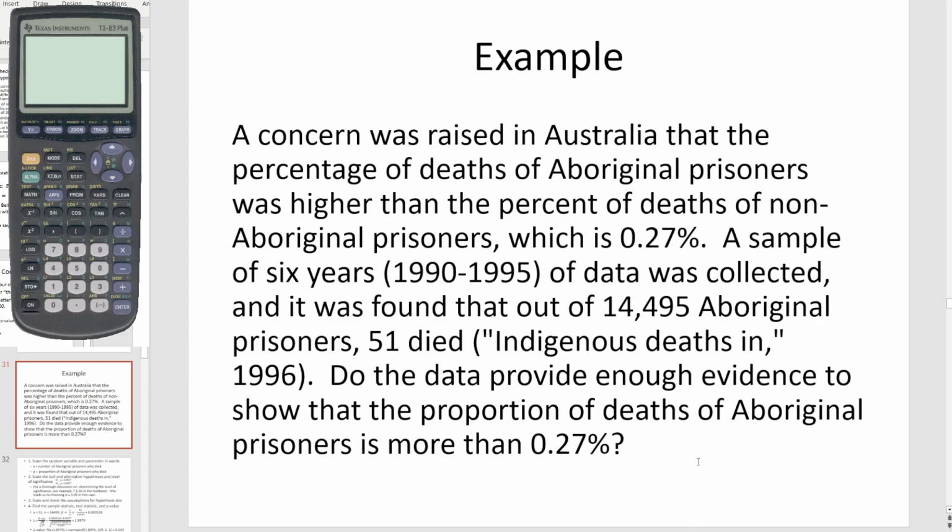Our first example here is that a concern was raised in Australia that the percentage of deaths of Aboriginal prisoners was higher than the percent of deaths of non-Aboriginal prisoners, which is 0.27%. A sample of 6 years of data was collected, and it was found that out of 14,495 Aboriginal prisoners, 51 died. Do the data provide enough evidence to show that the proportion of deaths of Aboriginal prisoners is more than 0.27%?